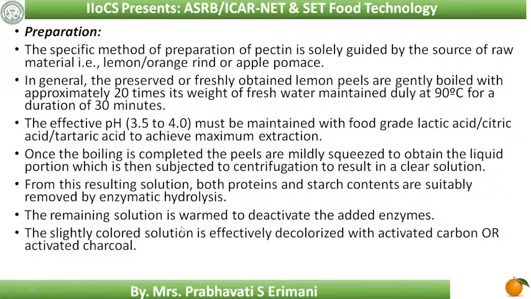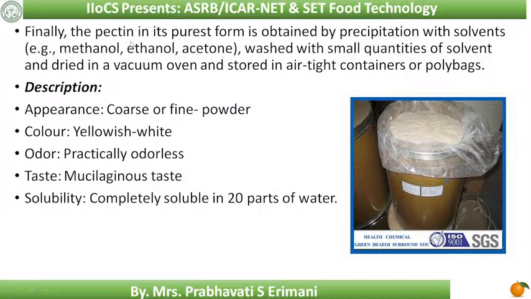The remaining solution is warmed to deactivate the added enzymes. Then the slightly colored solution is effectively decolorized with activated carbon or activated charcoal. Then finally the pectin is in its purest form. After that we get the precipitation, using solvents like methanol or ethanol. Then it is washed with small quantities of the solvent. Then it is dried in a vacuum oven and stored in airtight containers or polybags.